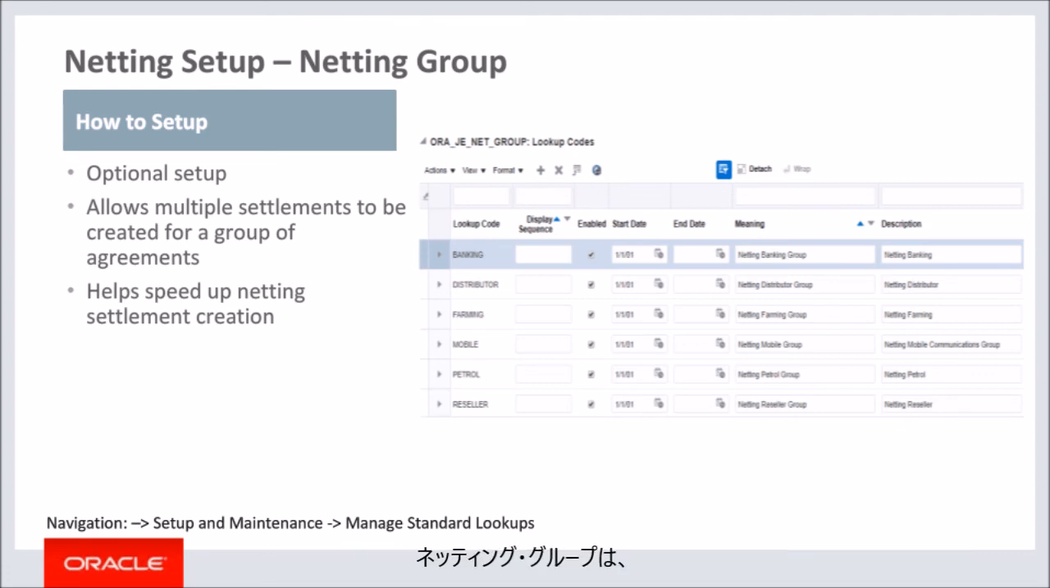You can add as many netting groups as you wish to differentiate between the different netting agreement types. However, only one netting group can be assigned to an agreement. If you do not assign a netting group to your agreements, then when you create a settlement, all agreements will be selected, unless you opt to select a single agreement.